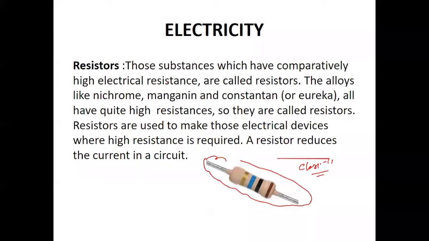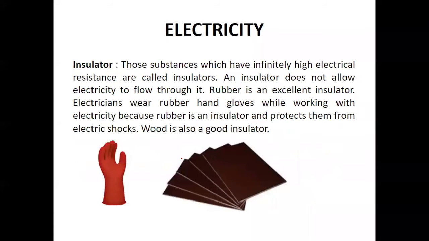Anyway, those substances which have completely high electric resistance are called resistors. Alloys like nichrome, manganese, constantan all have quite high resistance, so they are called resistors. Resistors are used to make those electric devices where high resistance is required. A resistor reduces the current in a circuit. Insulators, we have already gone through: those substances which have infinitely high electric resistance are called insulators. Yesterday we learned about this, so I'm not going through it again.